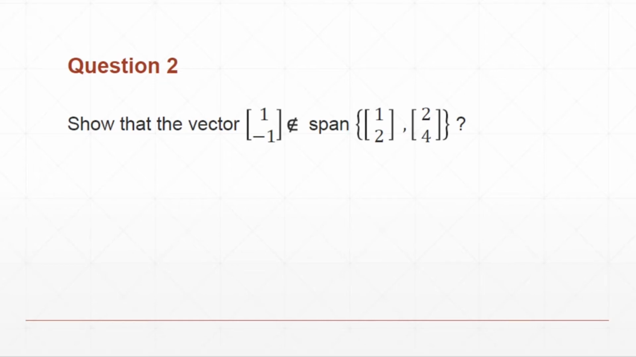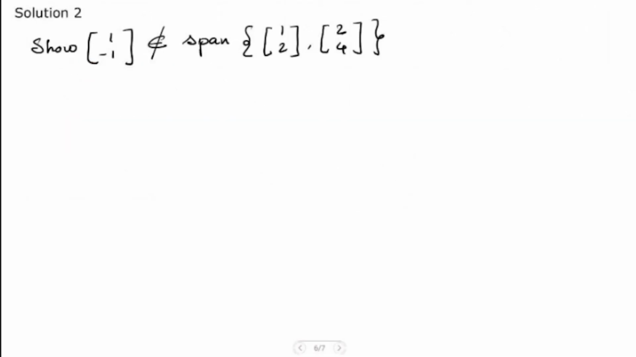Our second question for today is, show that the vector (1, -1) is an element of the span of the vectors (1, 2) and (2, 4). Let's go ahead and solve this. What we have to do is show that this vector here, which is (1, -1), is not an element of this set here, which is the span of (1, 2) and (2, 4), right?